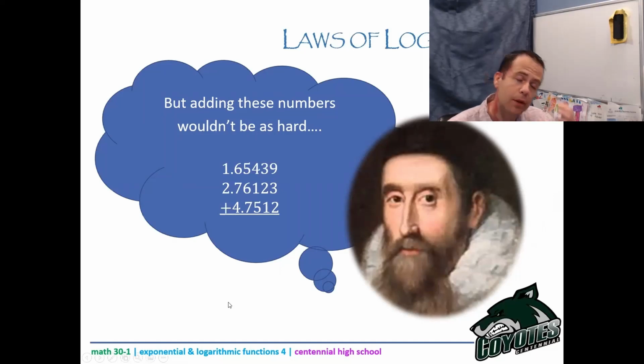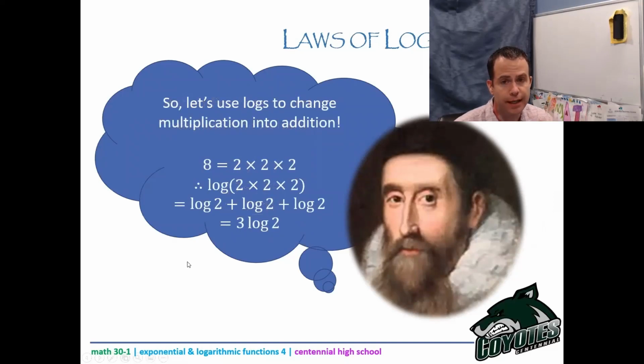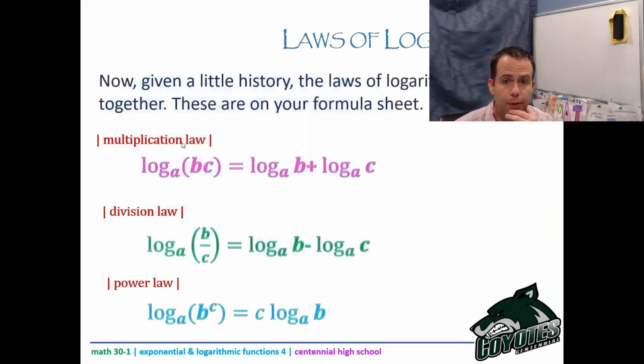So the thought was, okay, how could I turn multiplication into addition instead? And this is kind of the basis for it. Think about this for a sec. 8 can be written as 2 times 2 times 2. 2 cubed is 8. So the basis of this is to say, let's take log of 2 times 2 times 2, and expand that out and call it log 2 plus log 2 plus log 2. So we took multiplication, that 2 times 2 times 2, and we switched it to addition. Doing that actually created 3 different log laws that we're going to talk about, and these are them.